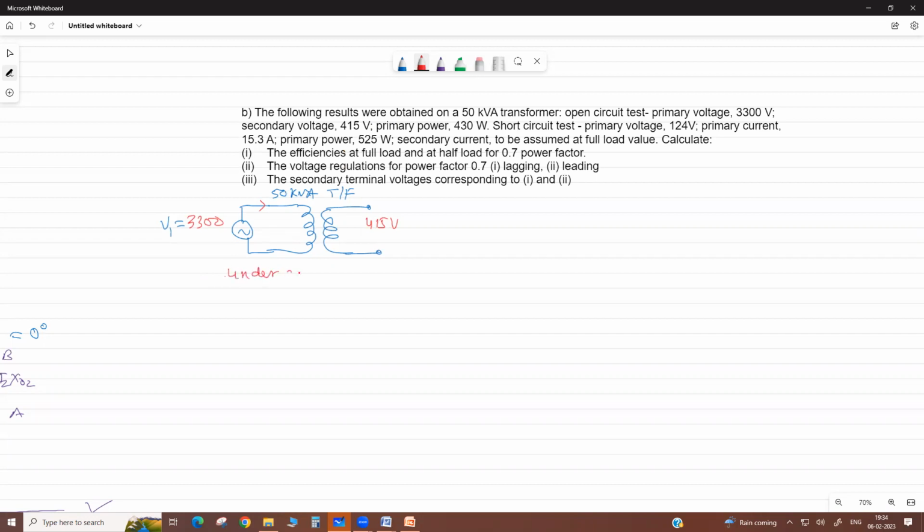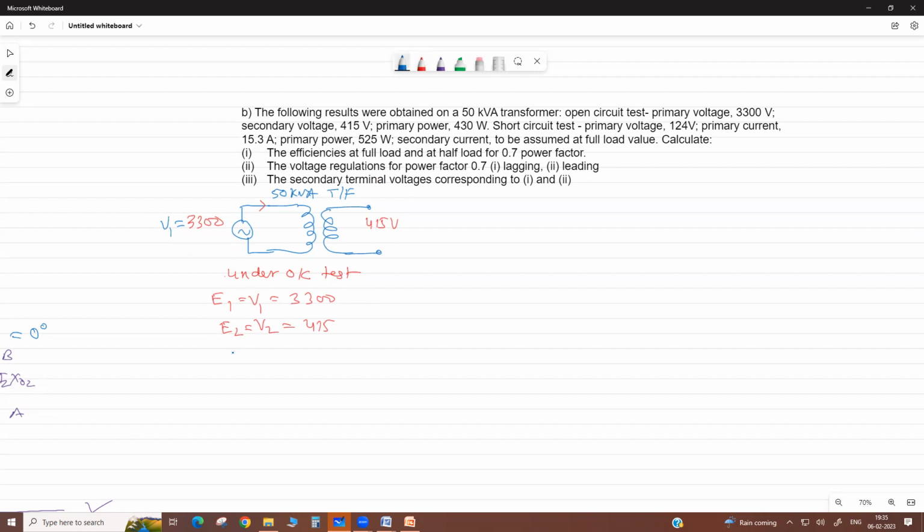Under open circuit test. Open circuit test data: V1 is 3300. V2 we consider as E1 because the drop is considered 0. So E1 equals V1, and here E2 equals V2. It is 415 volt. Okay.